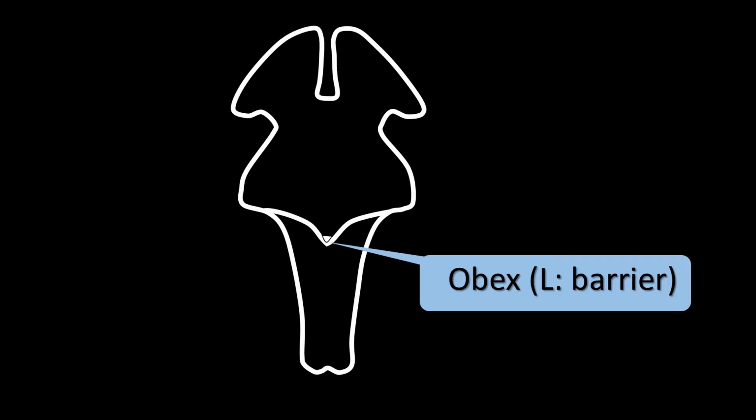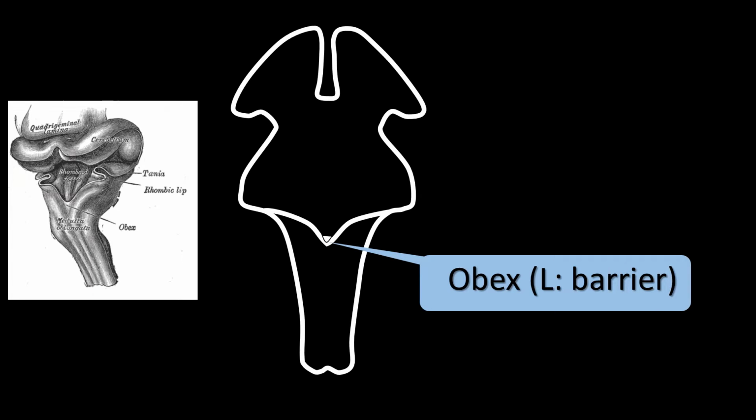The open medulla corresponds to the appearance of the fourth ventricle. I have introduced a view of an embryological specimen. The obex is indicated by the arrow.